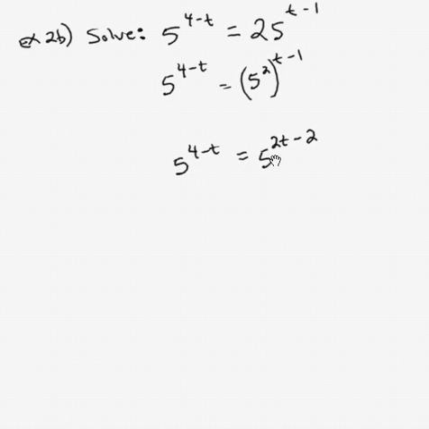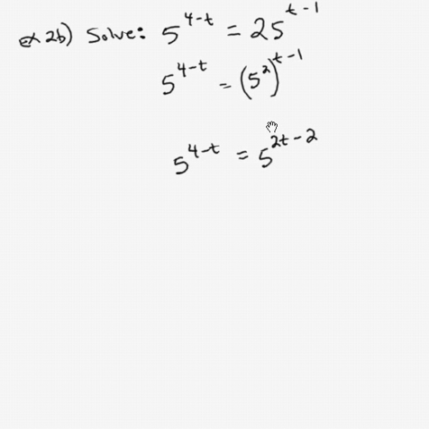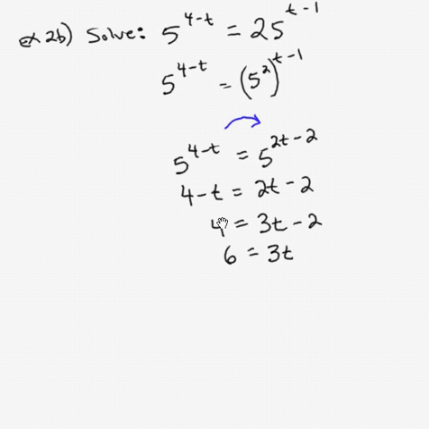The only way that this equation can be equal, if the bases are equal, the exponents must also be equal. So 4 minus t must equal 2t minus 2. Solve that simple equation, so let's add t to both sides. Let's add 2 to both sides. Let's divide both sides by 3, and t is equal to 2.